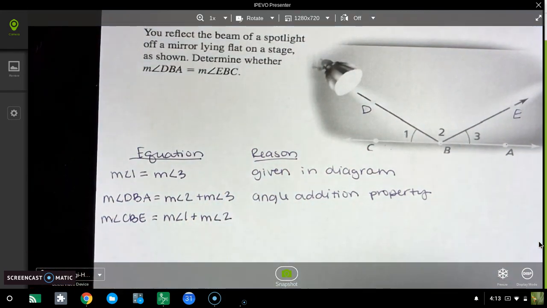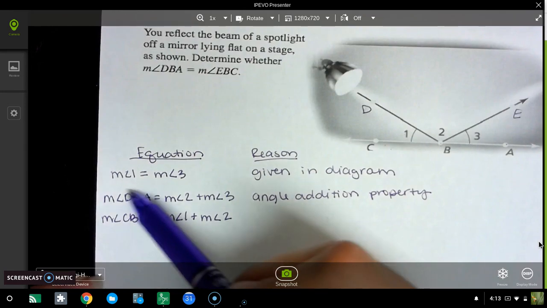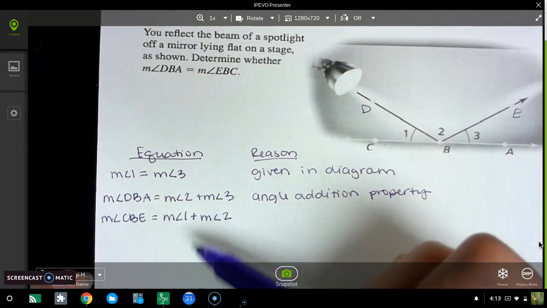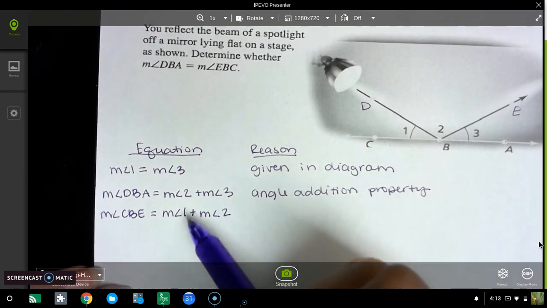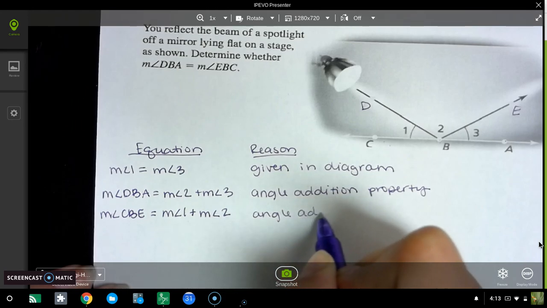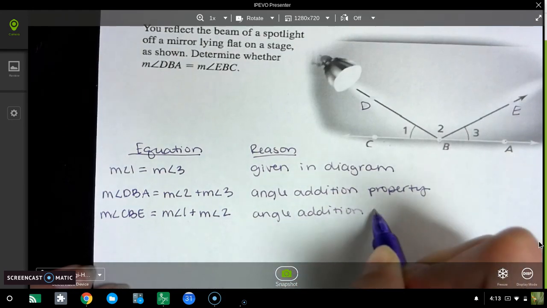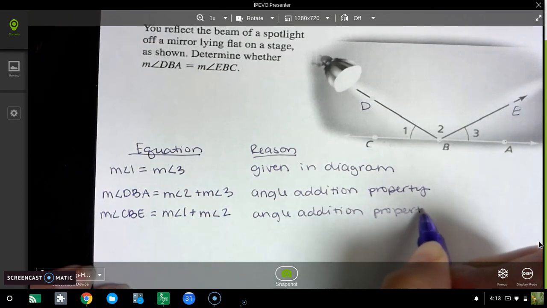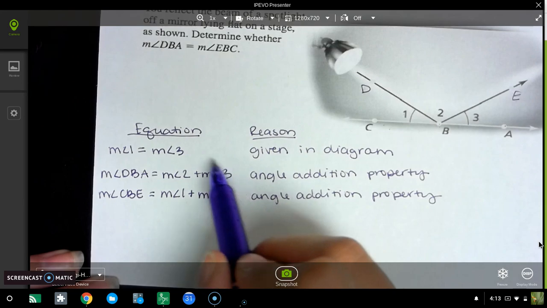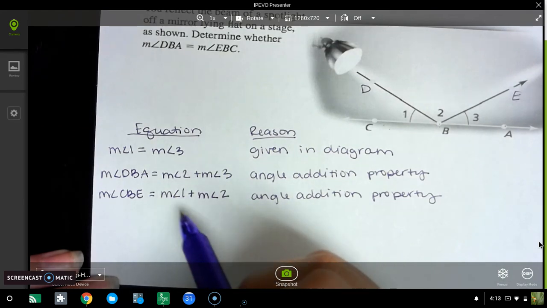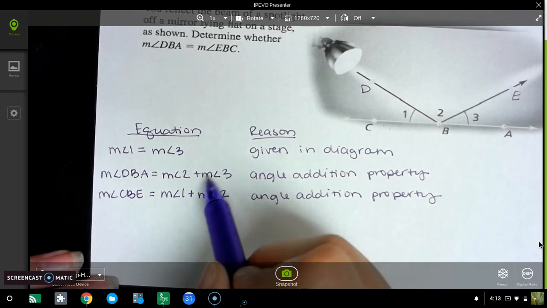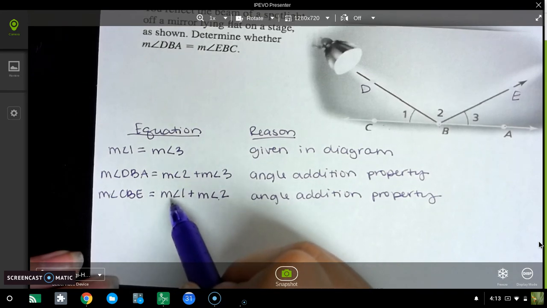Okay. But how am I able to prove that these two are equal to each other? These don't equal the same thing. So what can I do in order to prove that they're equal to each other? This is our angle addition property. Okay. I encourage you to think about it. Is there any way we can get these two to look the same? I already have measure of angle 2 and measure of angle 2. How can I get these two to be the same thing?